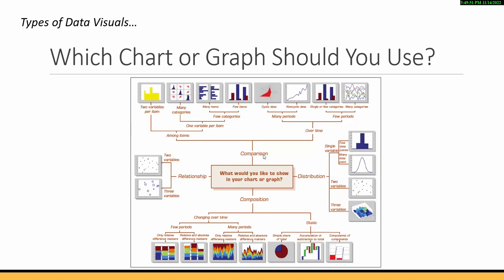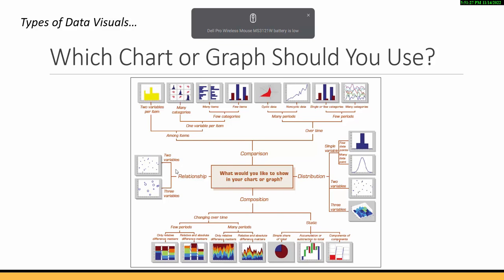Now, if you're comparing, but not over time, but among different items, then you have to ask yourself, does your data have one variable per item? If you have many categories, then having multiple charts will help you like this. If you have multiple items, then you can again have multiple charts, multiple bar charts maybe. If you have fewer items, then maybe you can have one chart with a stacked column kind of layout. If you have two variables per item, then maybe this layout is more useful.